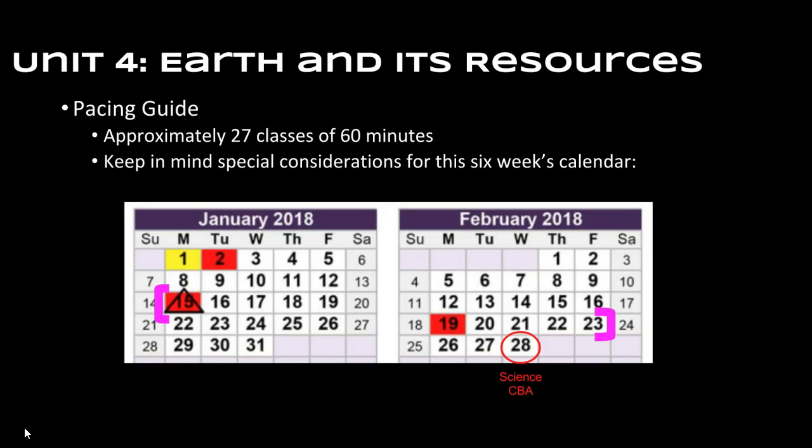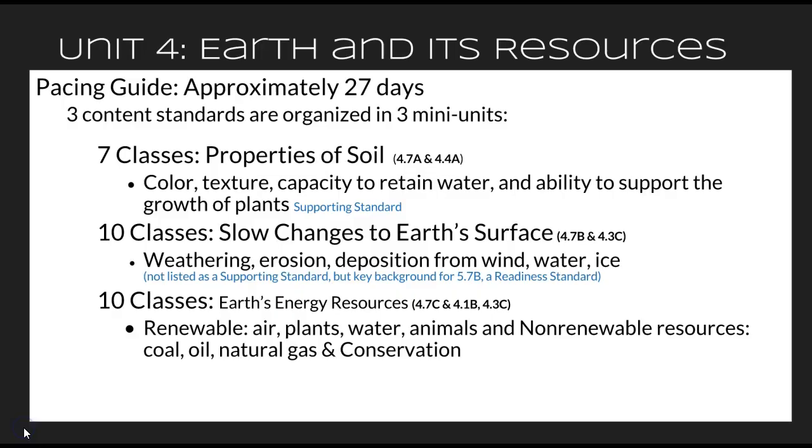Okay, so let's take a look at the pacing for this upcoming unit. I always like to start off with a calendar view. This unit, we have just 2 student holidays, and then we have the Science CBA that's coming up the week after the 6 weeks. So this just gives you an overview of what's happening for this particular unit. And let's take a little bit more detailed look with this view.